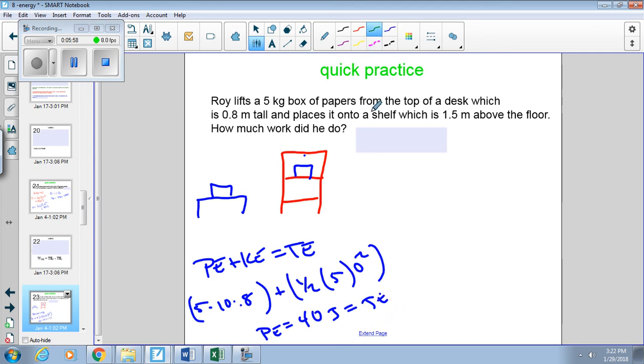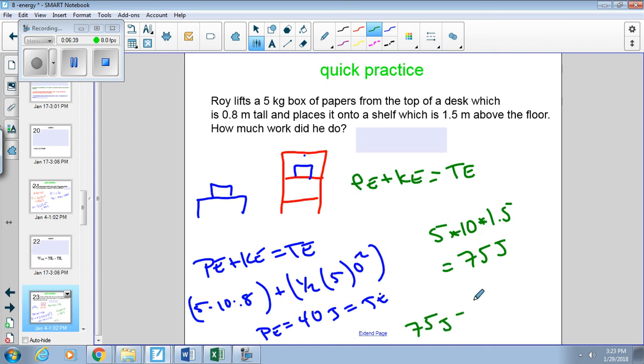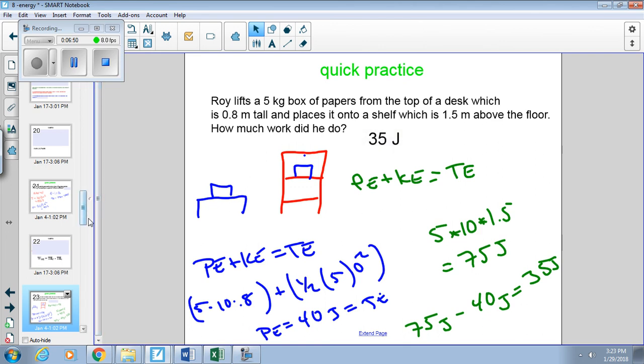Yay for total energy. Our final energy over here still equals potential plus kinetic. Notice it's sitting on a shelf now, so our kinetic energy is still going to be 0. Now it's 5 times 10 times 1.5. That's times, not a negative 1.5 times. And that should equal 75 joules. So final minus initial, we should end up with a positive work of 35 joules. Yes! I love it when things work out.